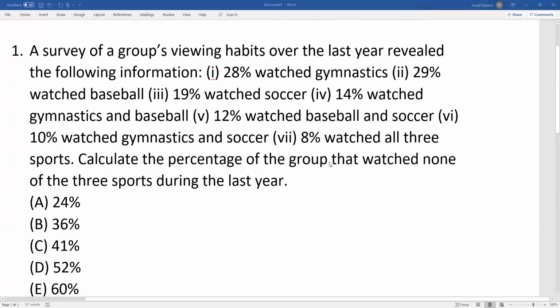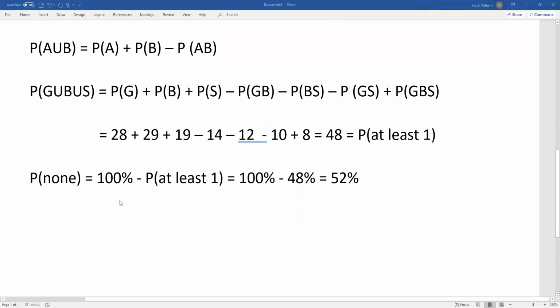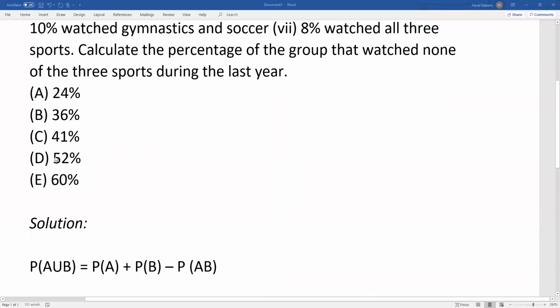So look here, percentage that watched none. So that will be obtained by taking the complement of at least one. So in complement, you either subtract from 1 or you subtract from 100%, depending on what you're dealing with. So here we're dealing with percentages. So 100% minus 48% gives us the 52%, which is choice D.